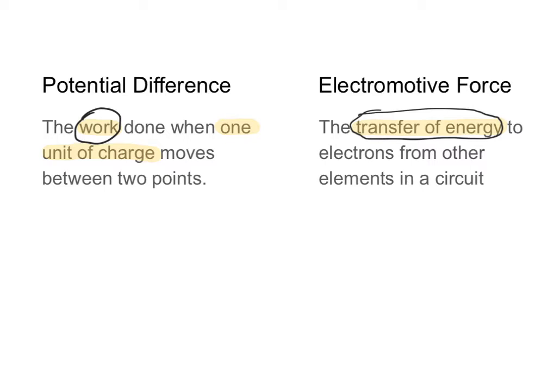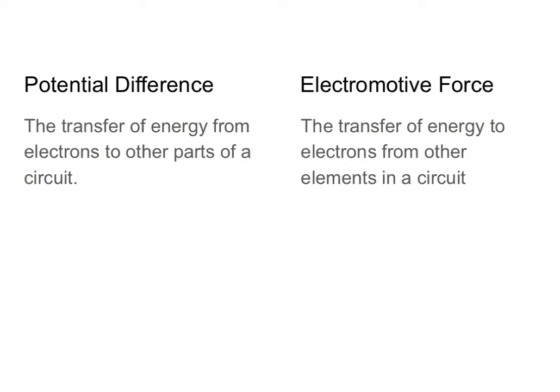So then what's the big difference between them? What is the difference between potential difference and electromotive force? The easiest way to see the difference is to think about where energy is being transferred from and what it's being transferred to. The potential difference involves the transfer of energy from electrons to other parts of the circuit, while the electromotive force deals with the transfer of energy to electrons from other elements in a circuit. So in the potential difference, we have our energy being transferred away from electrons and into other parts of the circuit. And with the electromotive force, we have our energy being transferred to electrons from other elements of the circuit.